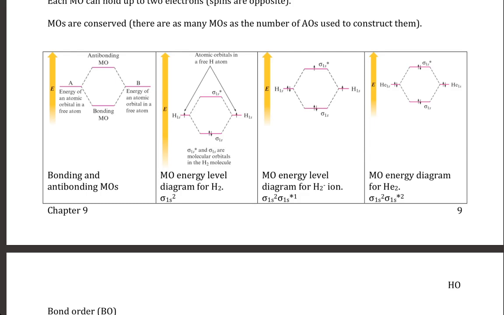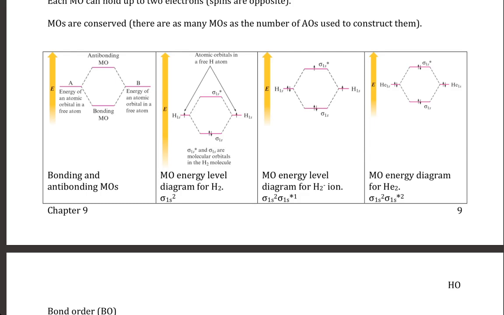The third diagram in this table is if we had 1 more electron. Let's say instead of having H2, we have H2 minus. Now we have a total of 3 electrons. So we place 2 in the lower energy MO, the sigma 1s MO, and the third one in the higher energy MO, the sigma 1s star MO. So the electron configuration would be sigma 1s2, sigma 1s star 1.